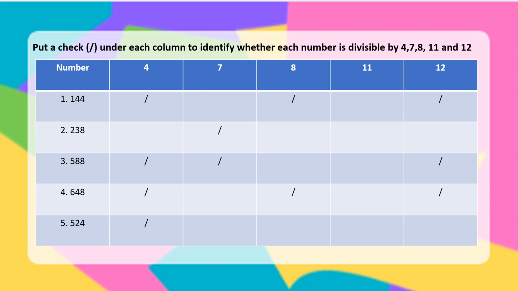How about 12? Since it is already divisible by 4, not all numbers divisible by 4 are also divisible by 3. Okay, remember that. So let's try. Get the sum of it. So 5 plus 2 is 7. 7 plus 4 is 11. So we cannot divide 11 by 3. Okay, so it is not divisible by 12.